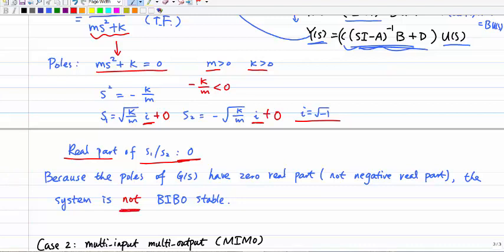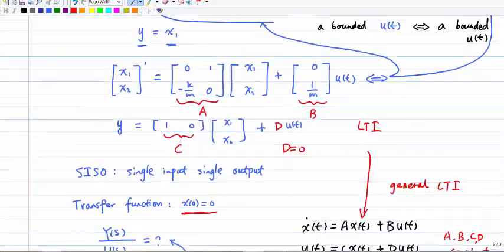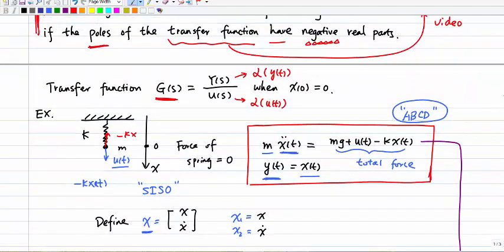It may look a little confusing why this system is not BIBO stable. It looks like you cannot push it all the way down, it looks like it's going to stop. But what happens is the input may not be in that way. For example, let's say I pull it. I'm going to show you what happens, and why it's not BIBO stable.